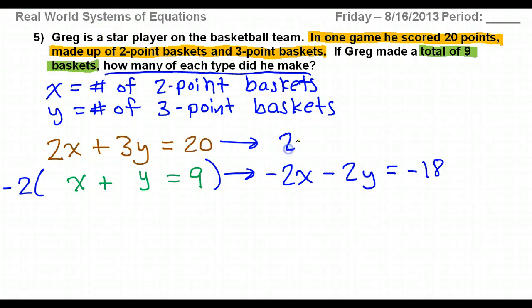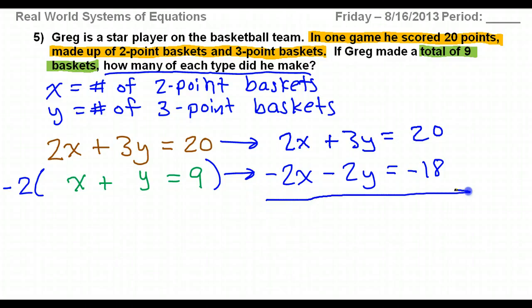Okay, so if I just bring that over, I've got my 2x plus 3y is equal to 20. Notice I've got my opposites, they cancel right here. So these are in fact going to cancel out just like we wanted. 3y minus 2y, that's just y. 20 minus 18, that's 2. Okay, so y is equal to 2. That's excellent. So that's one of my answers right there.